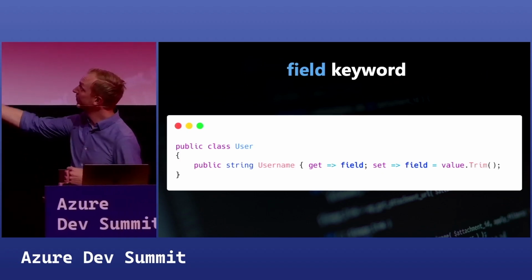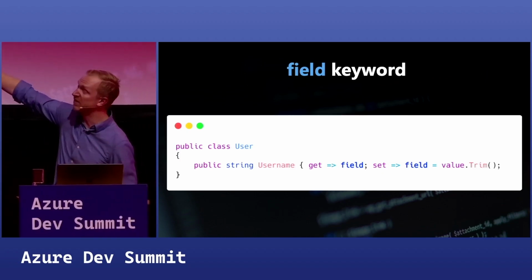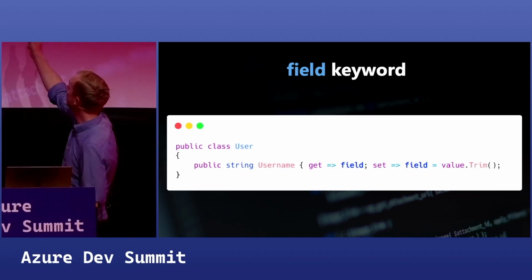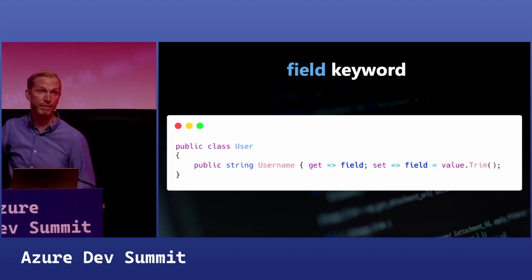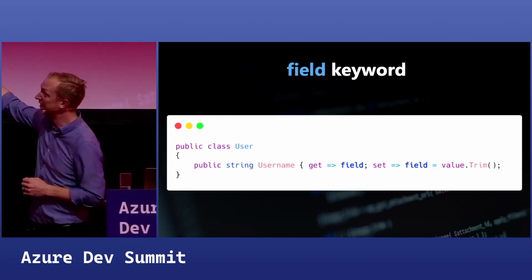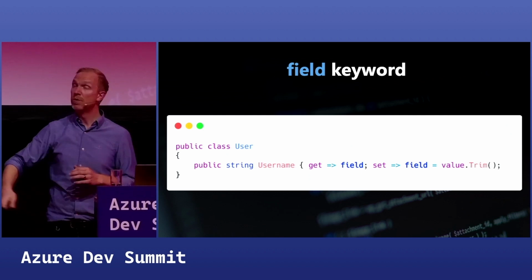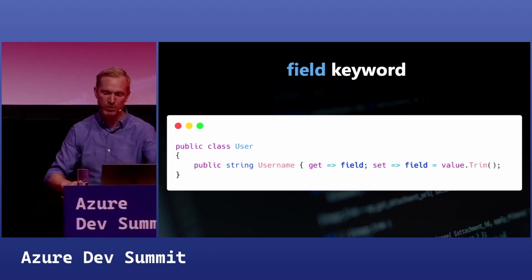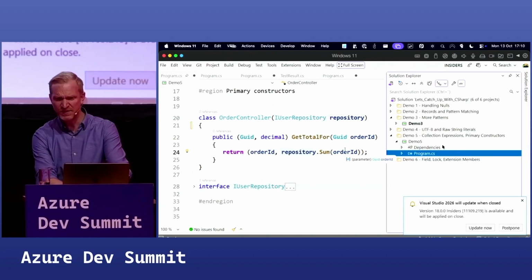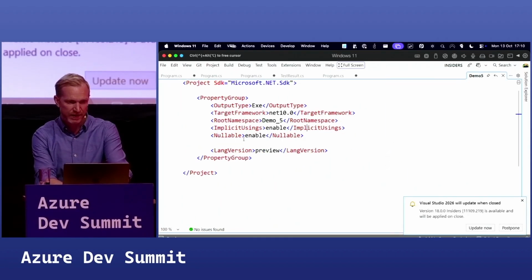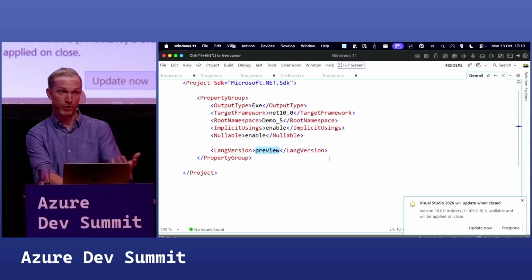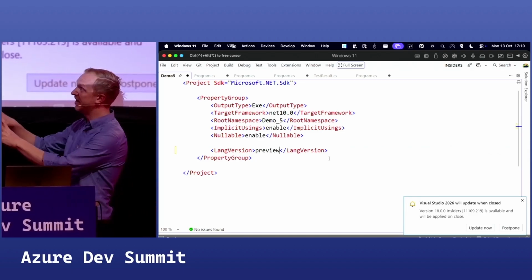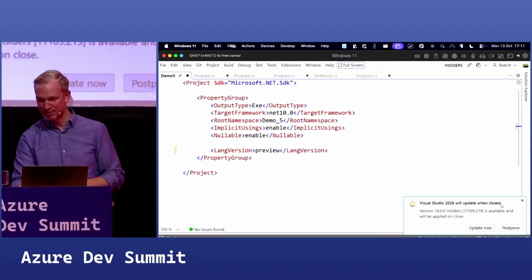So the field keyword, if I have this auto property, I can reference the backing field of this property instead of having to introduce that myself. And this is good if I want to clean it up before setting the backing field, or if I want to clean it up when I return it. So that keyword will work if you enable the preview features of the compiler. And the way you do that is quite simple. You go into your csproj file. There's a lang version called preview that you can turn on or set to 13 or 14 or preview or latest. And that will just enable that compiler. I'm not going to update now.